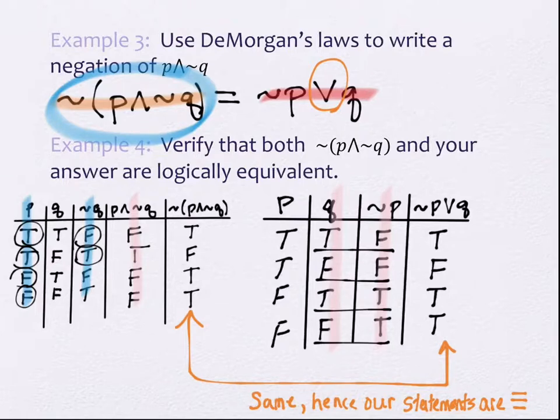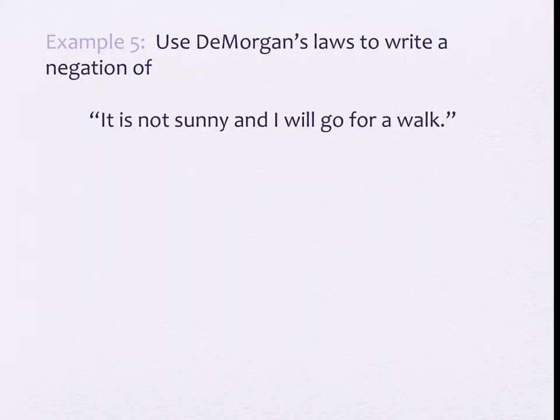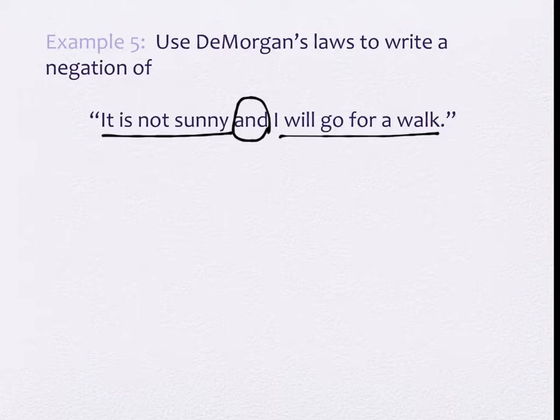Okay, so thinking about DeMorgan's laws from an example standpoint, we have a sentence or a compound statement. And this statement has a connective in it, and or. Okay, so it is a compound statement. And we're going to use DeMorgan's laws to write the negation. So our statement says, it is not sunny, and I will go for a walk. So when you're looking at these, there are three pieces. There's this piece at the beginning, a single statement. There's the connective, and then there's my second simple statement. And I have to change all three pieces.